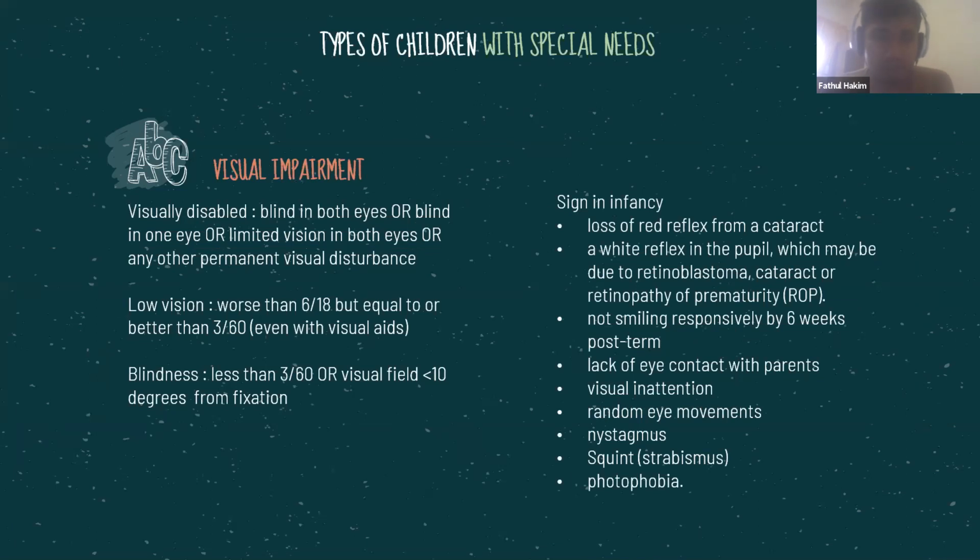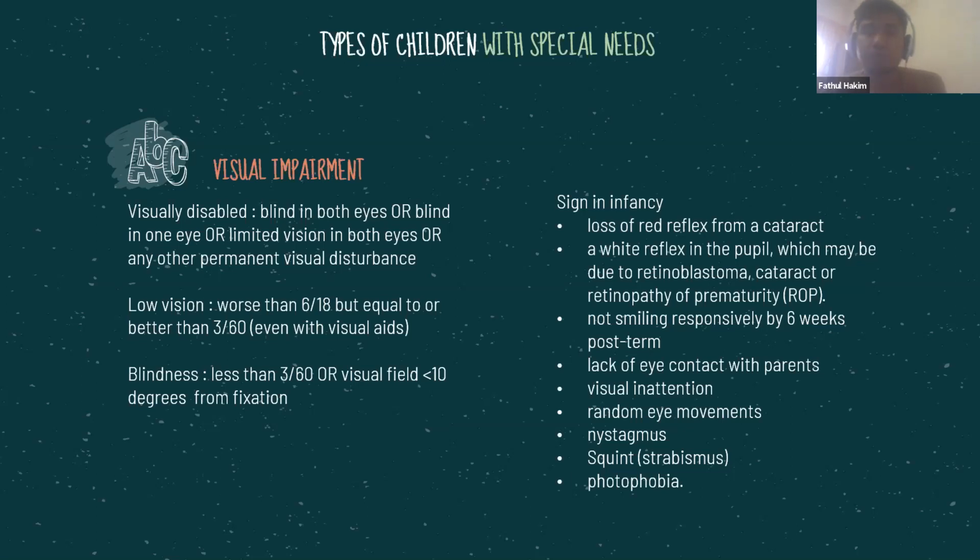Next is visual impairment. So there is blindness in both eyes or blindness in one eye or limited vision in both eyes or any other permanent visual disturbance. The definition of low vision is worse than 6/18 but equal to or better than 3/60. If it is less than 3/60, we can say there is counting fingers or hand movement. So blindness is less than 3/60 or visual field less than 10 degrees from fixation.